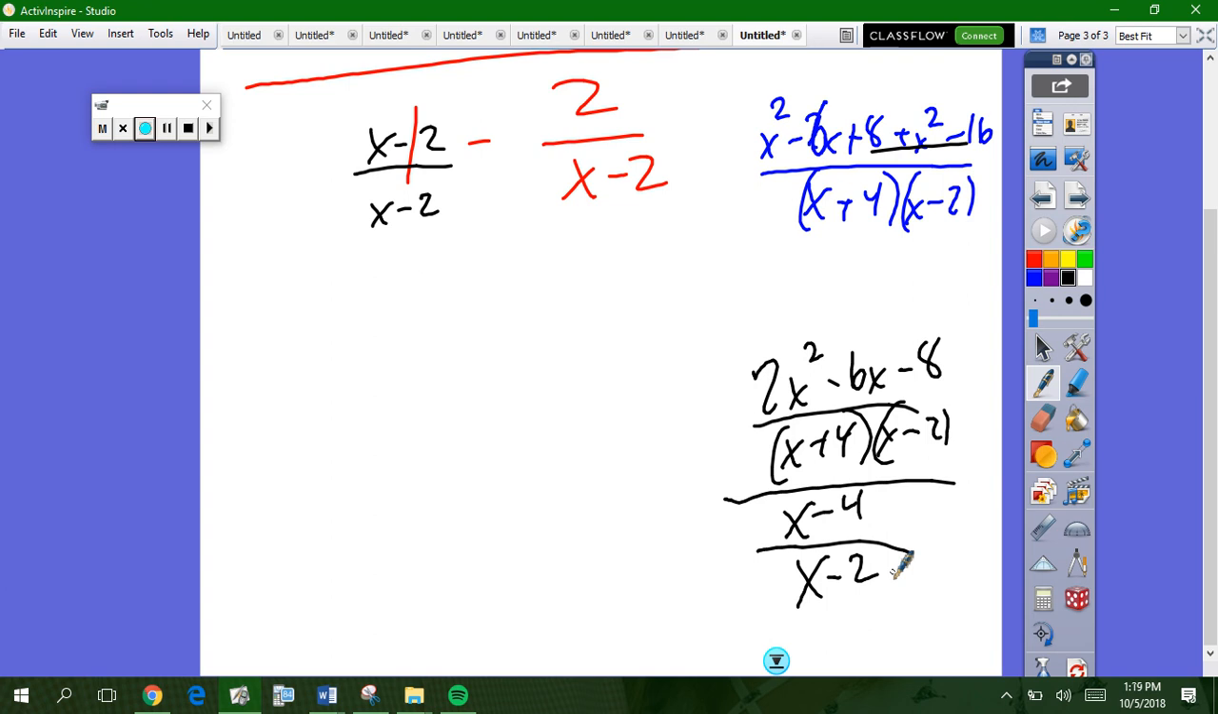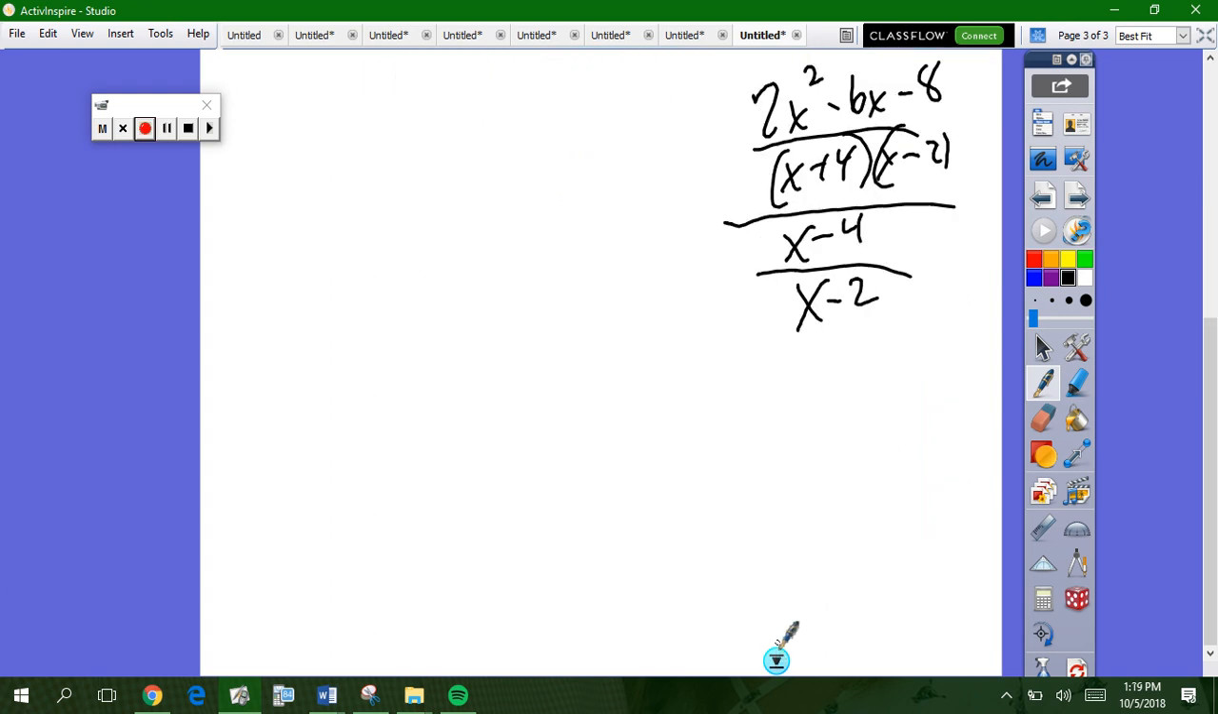All right, now we got a fraction over a fraction, right? Which is what, though? Just a fraction times the other fella, huh?